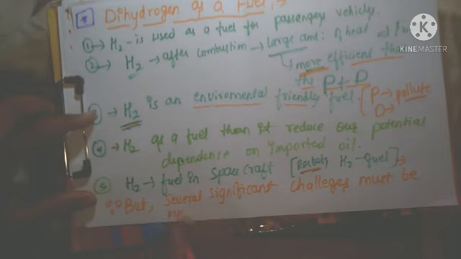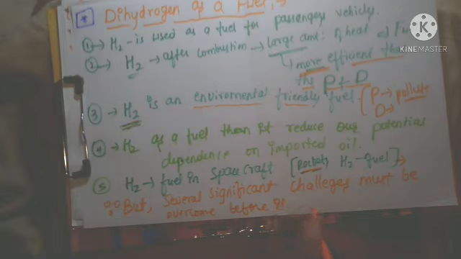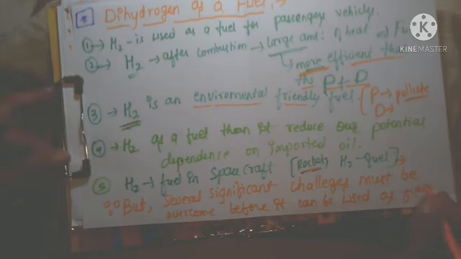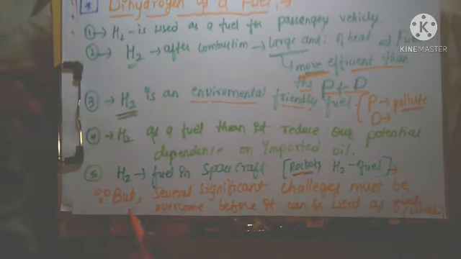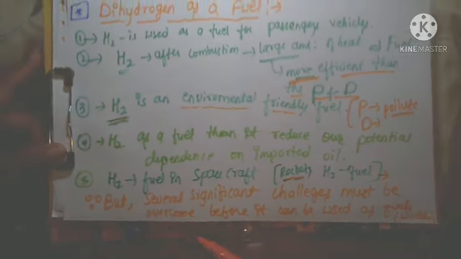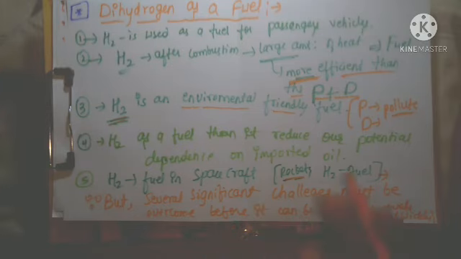must be overcome before it can be used widely. Means when this dihydrogen is used as fuel widely, we have to face several challenges, several problems will come. Therefore, for facing this, we are not using the dihydrogen as a fuel in the normal vehicles. In the rockets, we are using the dihydrogen as a fuel.